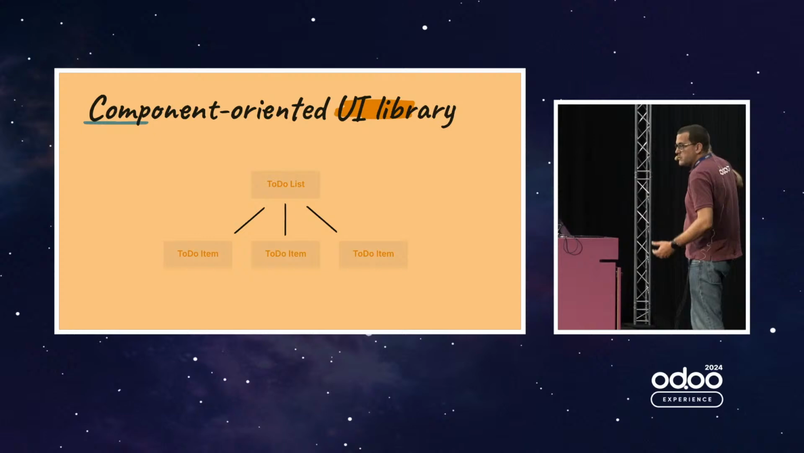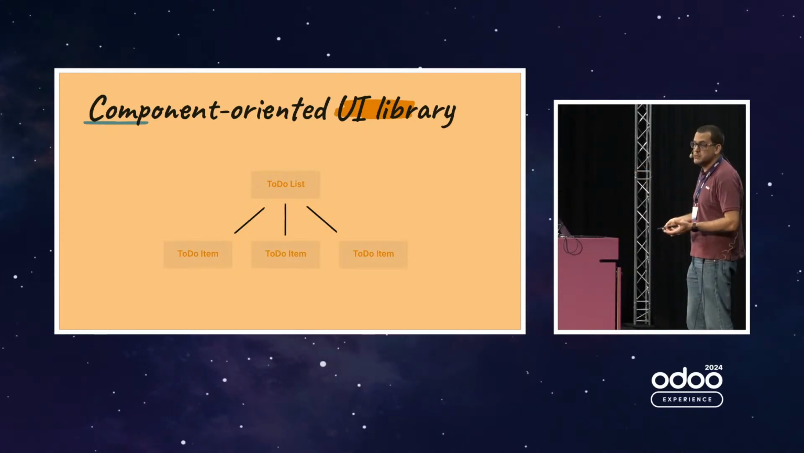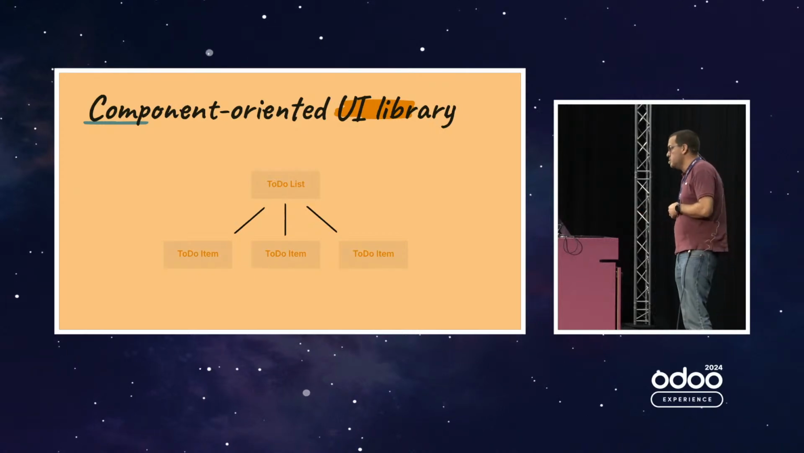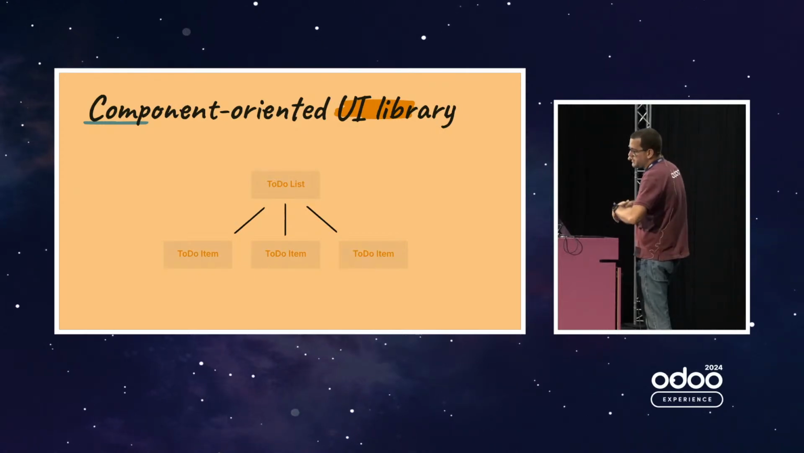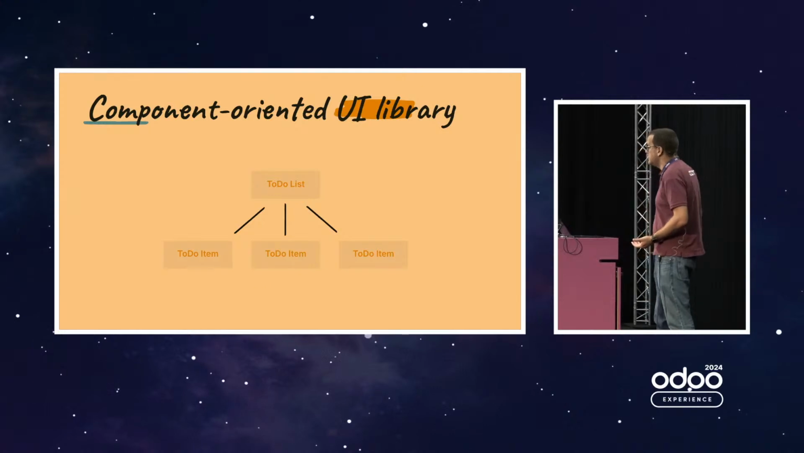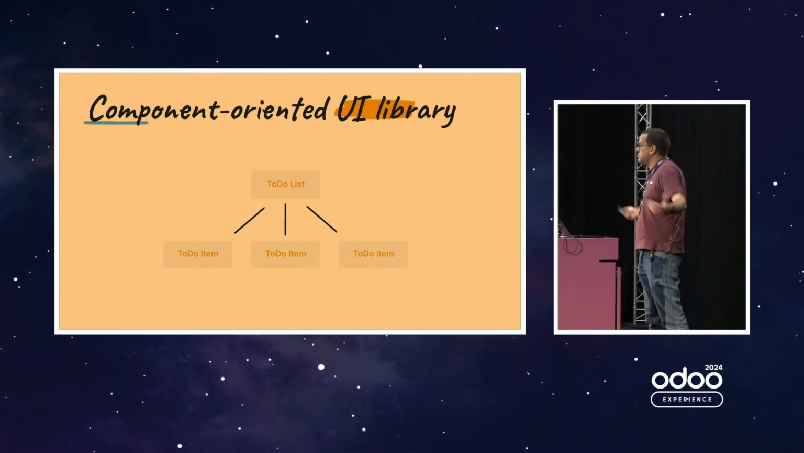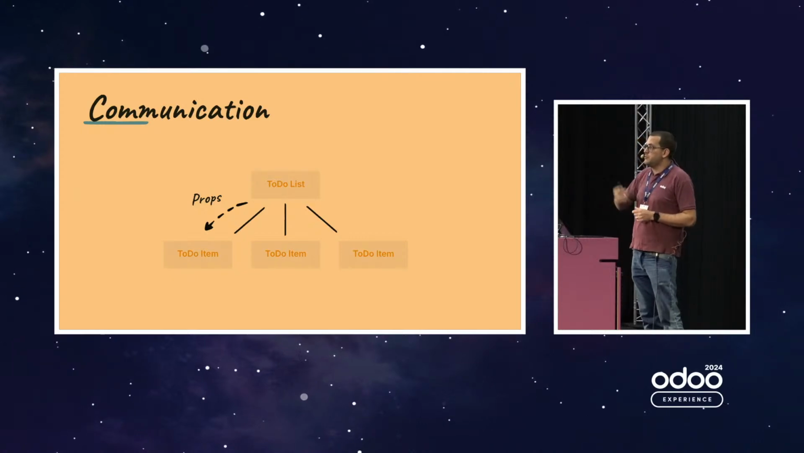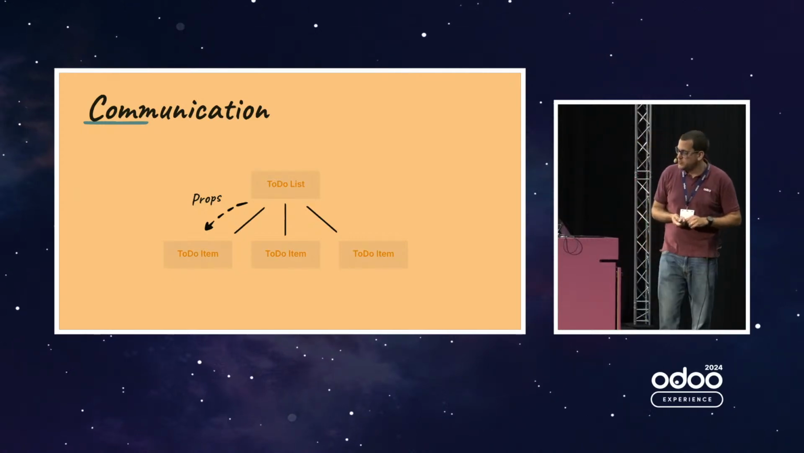Until now, we worked with just one component, the to-do class. But in complex systems, Odoo or another, you need to work with a component-oriented UI library. So we need to interact with multiple components. Each component, the father component, can communicate with his son component through props.